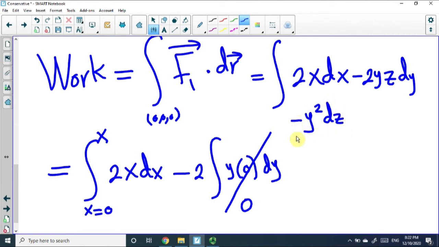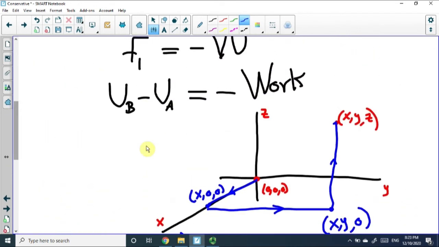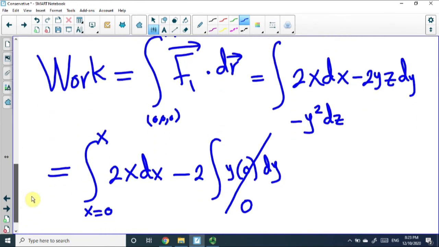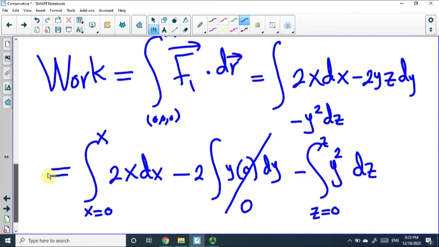Finally, I will have the last integral, which will contribute when we move along the last segment going up. So we are moving along the z-axis, while x and y stay constant. So the last part of the integration will be minus. Now notice that y squared is going to be constant on this path, and I'm going to integrate over dz, starting from z equals 0, that's from down at the xy plane, to the final location, which has coordinate z, while y is constant.